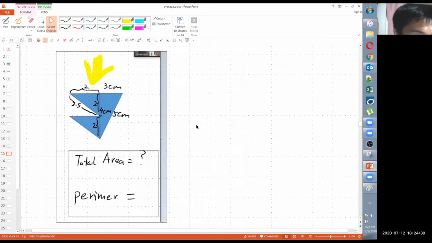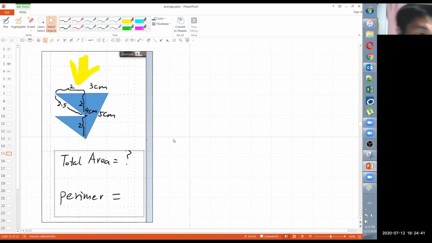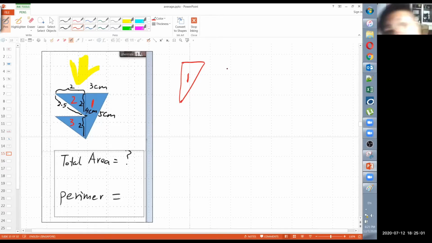Okay, if you're just looking at this, right? So can you tell me what you have identified, right? This is your 1, this is your 2, and then this is your 3. Am I right? Yeah. So let's look at the first one first. So if this is my triangle 1, what is the base and what's the height? So your formula is area is equal to half times base times height. So what is the base?